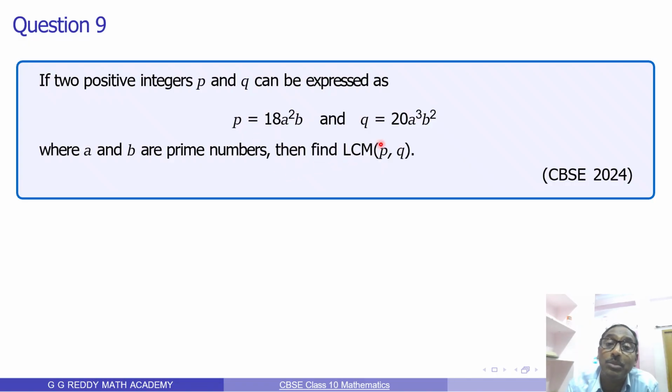For each prime number you will consider the highest powers, where a and b are also prime numbers. a square here, a cube there, so for a you will take a cube, power 3. For b, here you have b power 1 only and there b square, so for b you will take b square. For 18 and 20 you will do prime factorization, take all the prime factors and consider the highest powers. In that way also you can do.